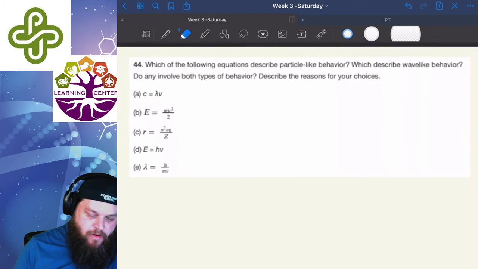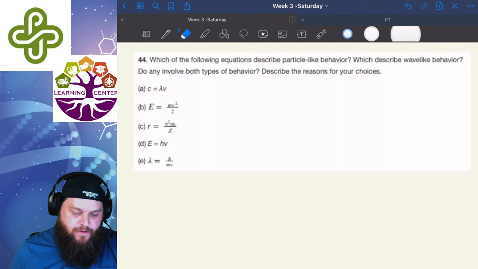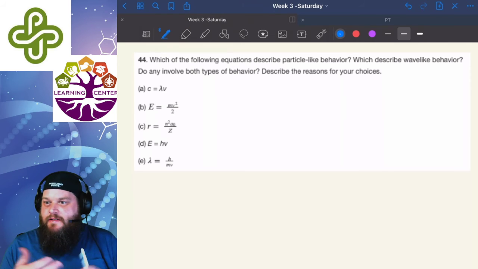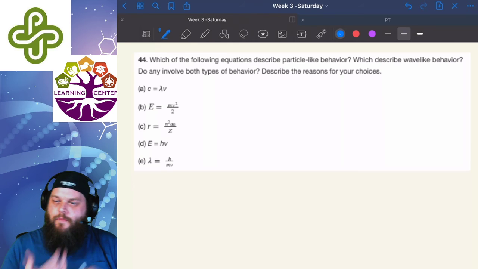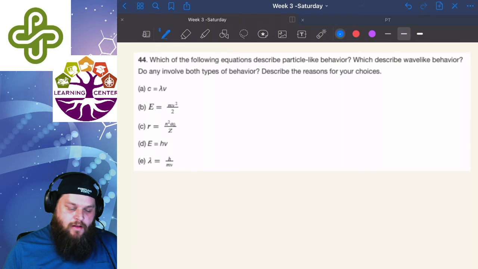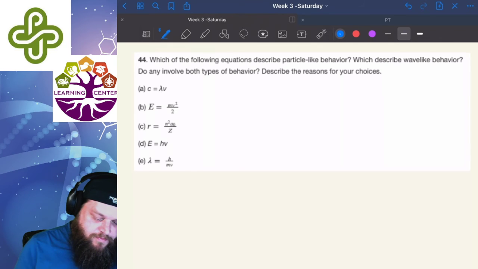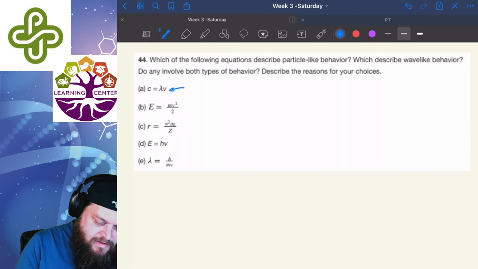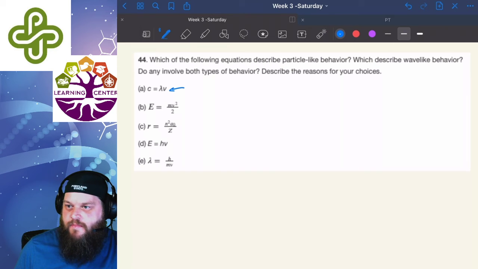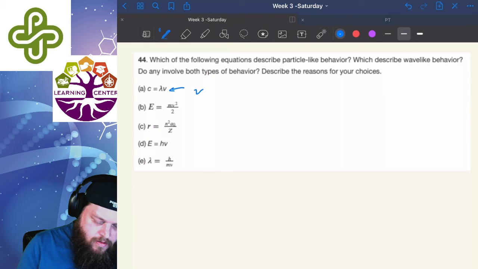So number 44 here is really asking us which of the following equations describe particle-like behavior and which describe wave-like behavior, because electrons can act as a particle and a wave. Sometimes they have more particle-like properties, sometimes more wave-like properties, and we can distinguish that based on the type of equation. For this first one, this is saying c is equal to lambda times nu, which is a Greek letter that looks like a v.